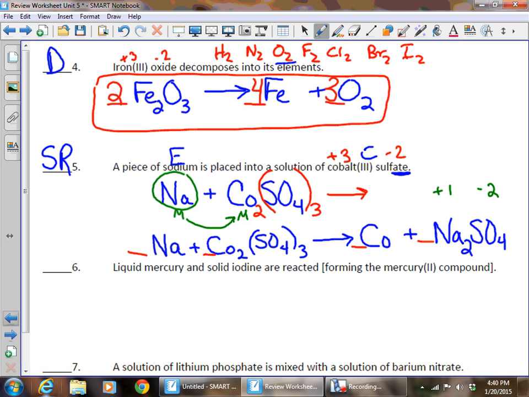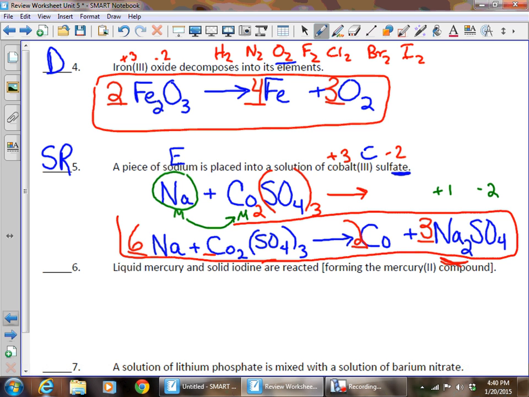Looks like our sodiums are not balanced, but I think our sulfates will be the hardest thing to balance. Since there are 3 of them here and only 1 over on the right, I'm going to put a 3 here to balance the sulfates. That's going to give me 6 sodiums here, so I'm going to put a 6 here in front of the sodiums. And it looks like the only other thing I need to balance are my cobalts, so I'm going to need a 2 here. And there's my balanced chemical reaction for this particular problem.